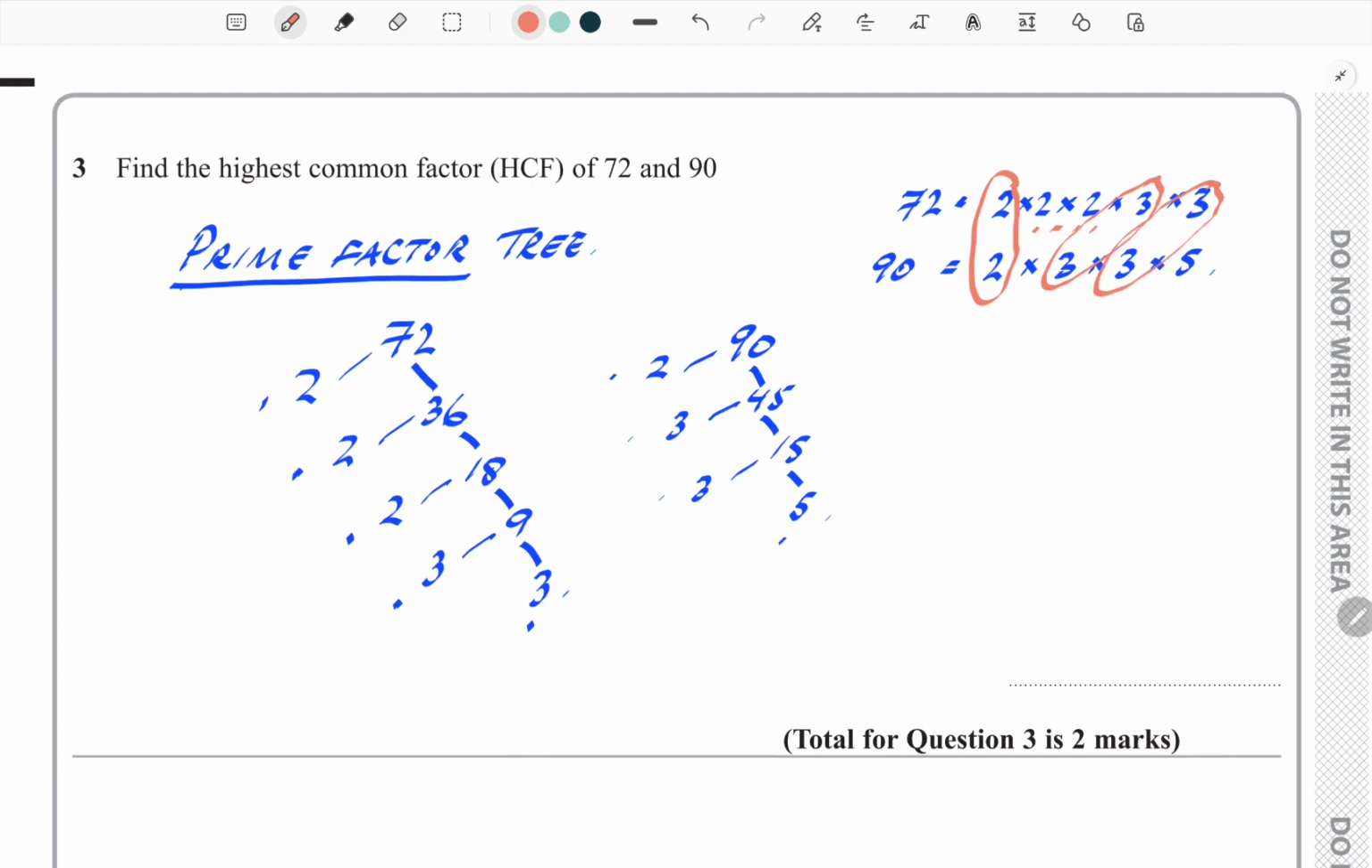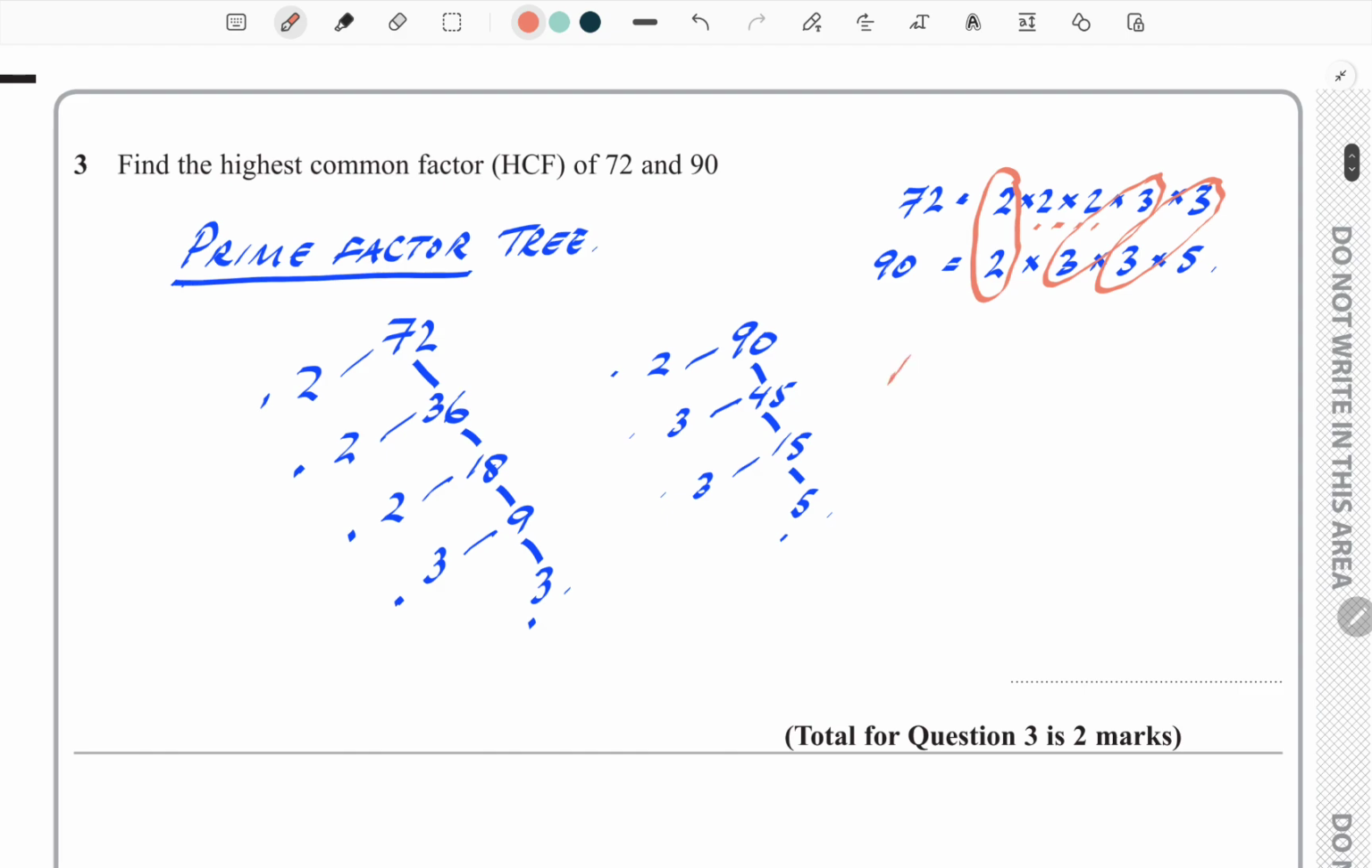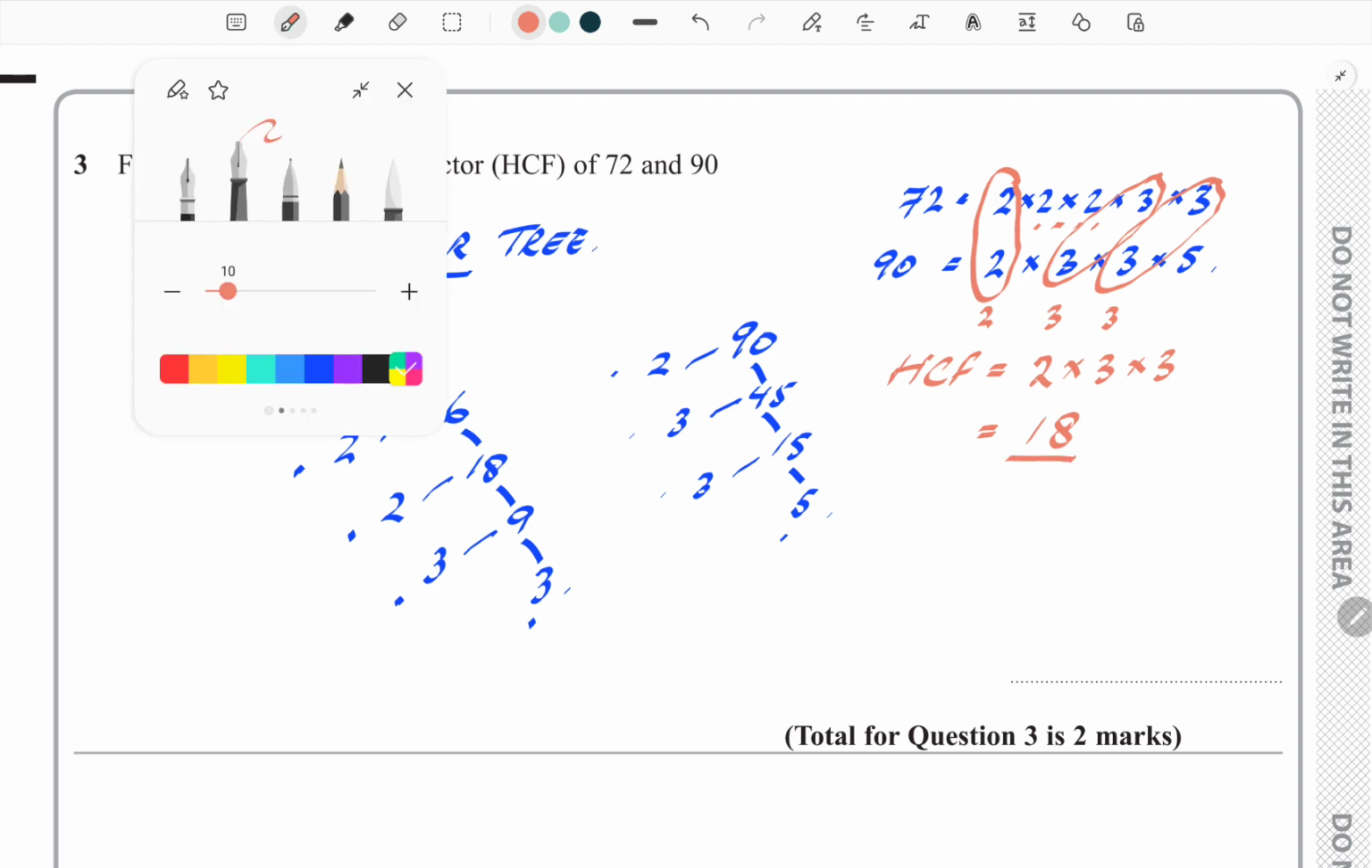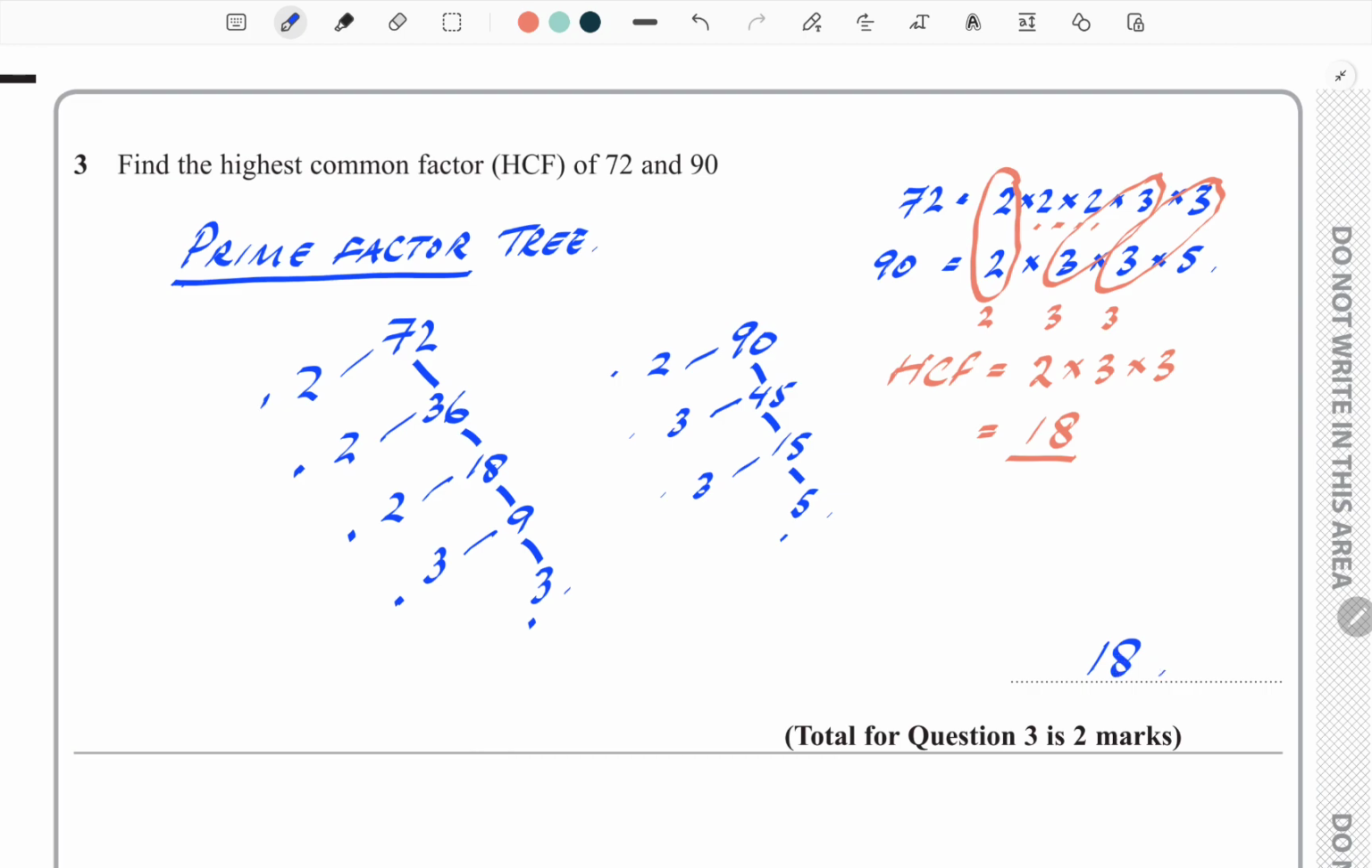So the highest common factor in this case is going to be, count this one as a 2, that one is a 3, and that one is a 3. 2 times 3 times 3 is 18. So the answer there is 18. I hope that method made sense.